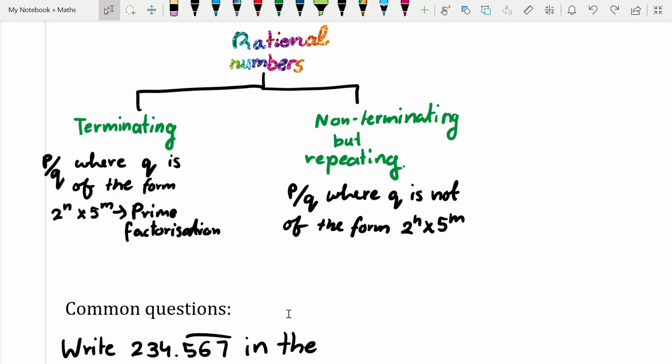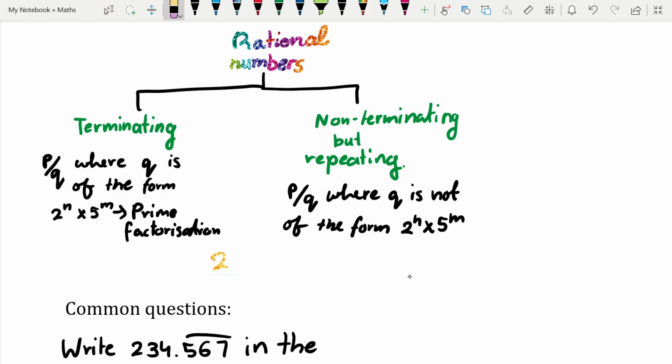Now, terminating, if you write it in the form of p by q, then q is in the form of 2 to the power of n times 5 to the power of m. So that's going to be our prime factorization. Now, if you've got 2 by 10 over here, this is equal to 2 by 2 to the power of 1 times 5 to the power of 1. So we can see that it is going to be terminating according to what we learned, right?